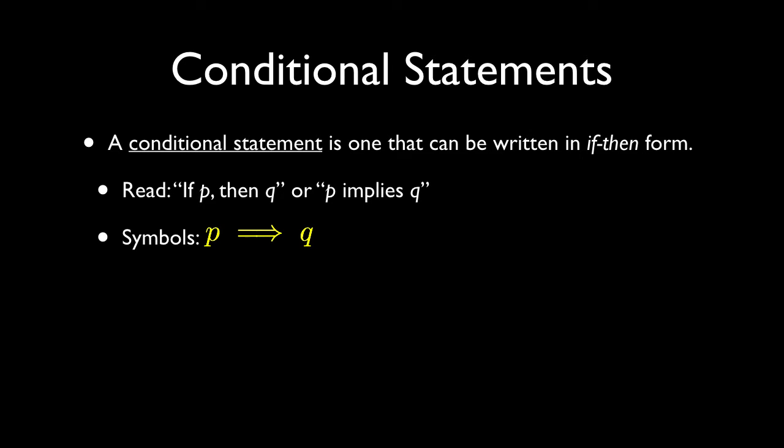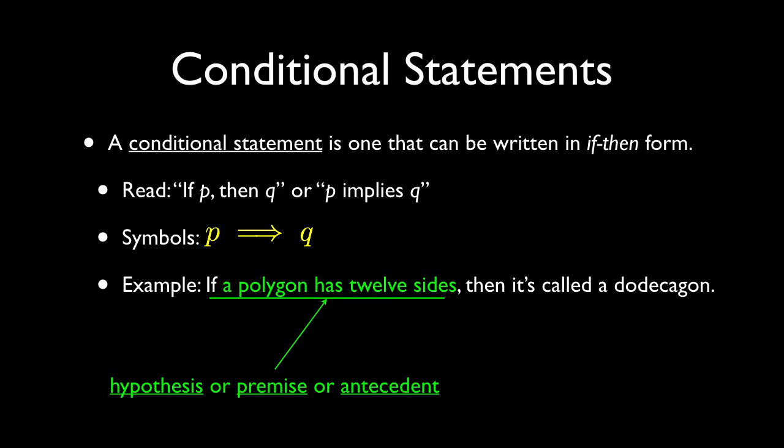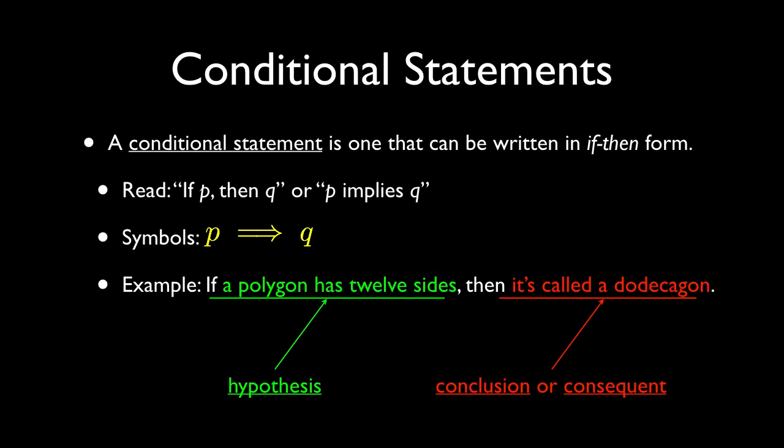In symbols, we can say P, and then we've got that double arrow pointing to the right, Q. That in symbols means if P, then Q. An example: if a polygon has 12 sides, then it's called a dodecagon. That would be a conditional statement. The if part is called the hypothesis, sometimes called the premise or the antecedent. The then part is called the conclusion or the consequent of the conditional statement.